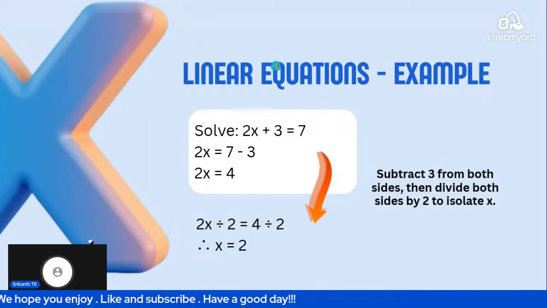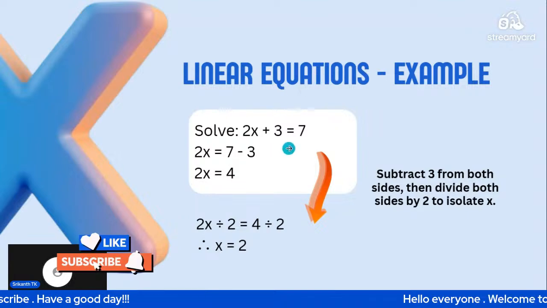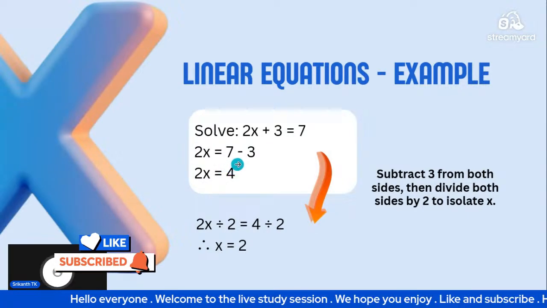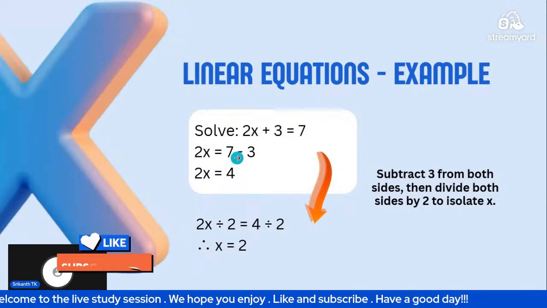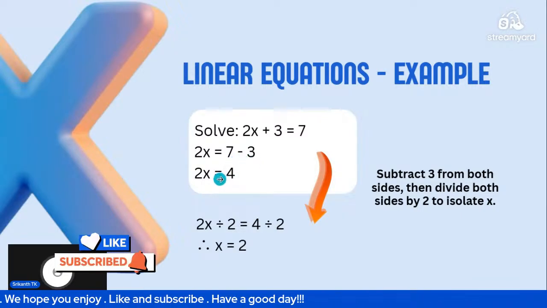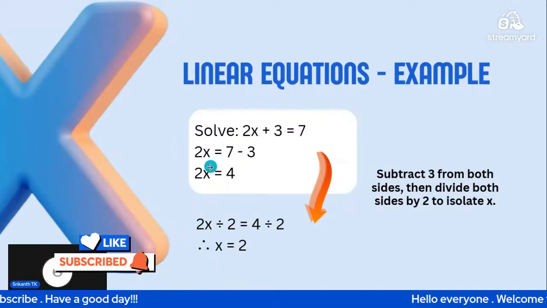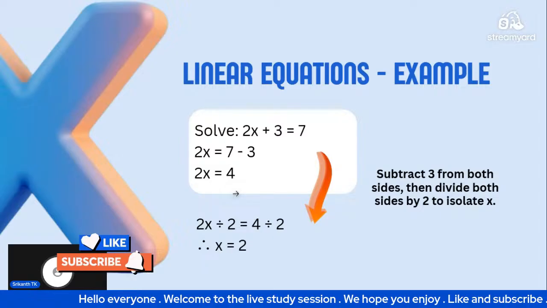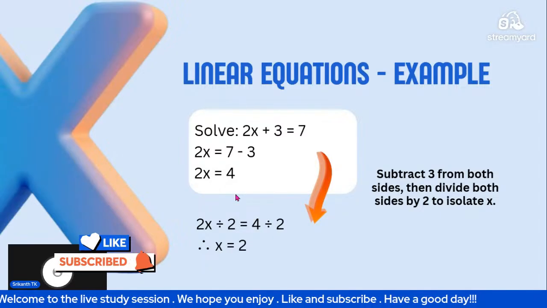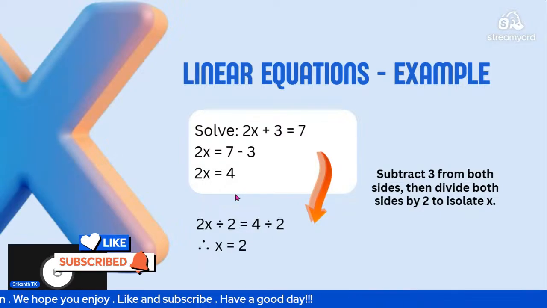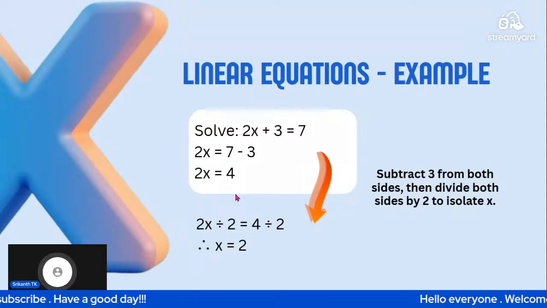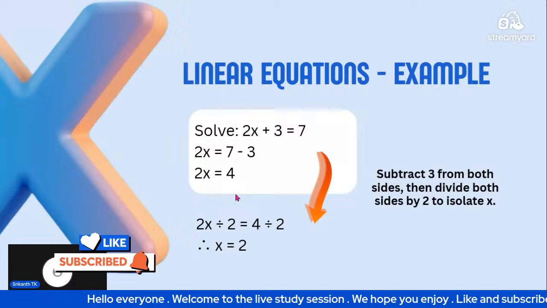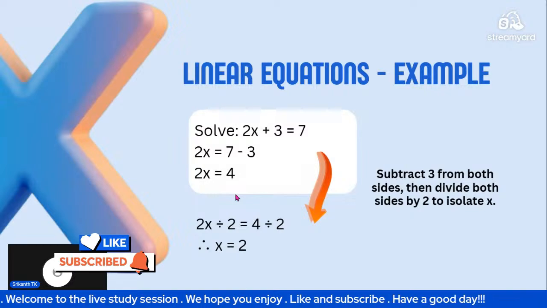Moving on, we have a linear equation example. We need to solve 2x plus 3 equals 7. What do we do first? We subtract 3 from both sides. Once we do that, we get 2x equals 4. Then, to cancel the 2, we divide both sides by 2 to isolate x. So 2x divided by 2 equals 4 divided by 2. What you end up with is x equals 2. So therefore, x is equal to 2. Okay, hope you understood it.